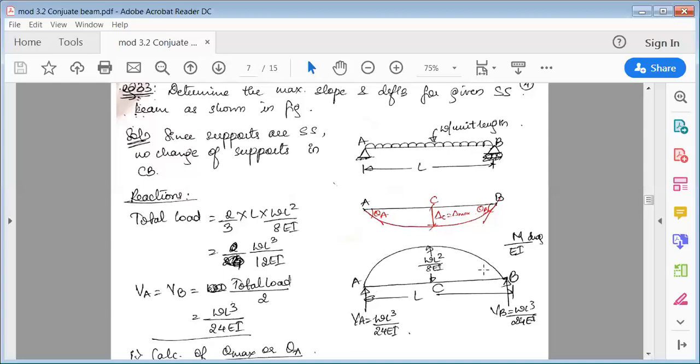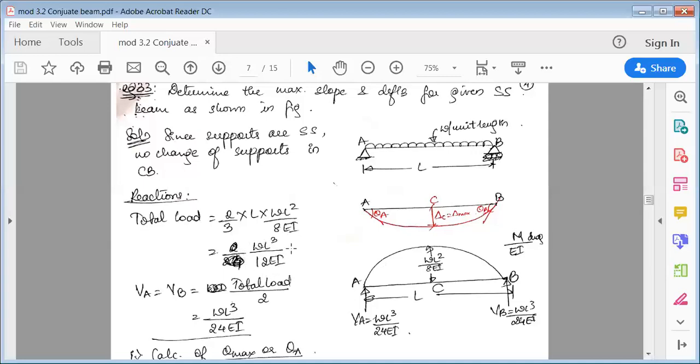First, total load. So take the area of this total downward load. Now, because it is a parabolic curve, the area of this parabolic curve would be 2/3 of X and Y. If you go with the formula, the complete total load, which is acting downward, is 2/3 of X and Y. So 2/3, X is L, Y is wL² over 8EI. When you simplify this, you'll get wL³ by 12EI.